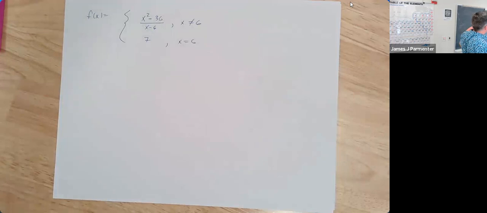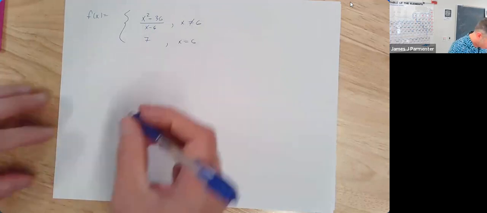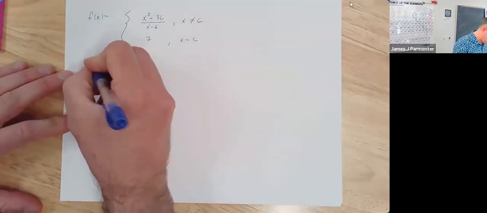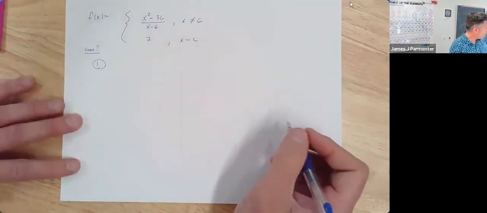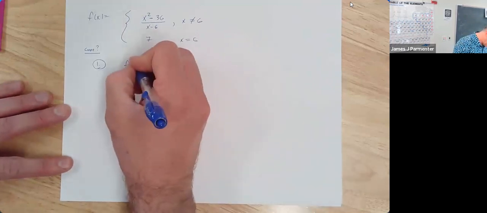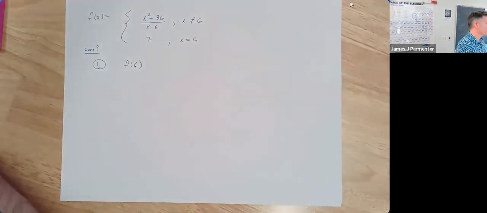Yeah, because the other piece, whenever x is not 6, that function is a rational function. Rational functions are continuous wherever they are defined. But it's not defined to be at 6, so that's where we might have a problem. So we're going to do the same sort of thing. We're going to look at the 3 things for continuity. So 1, is it defined? What's f of 6?